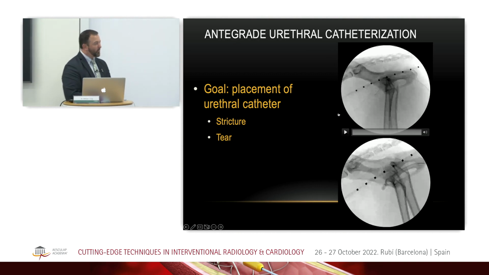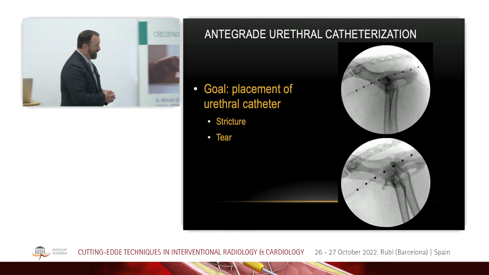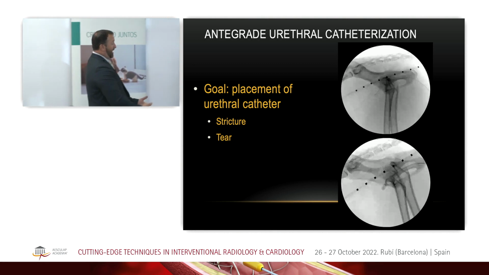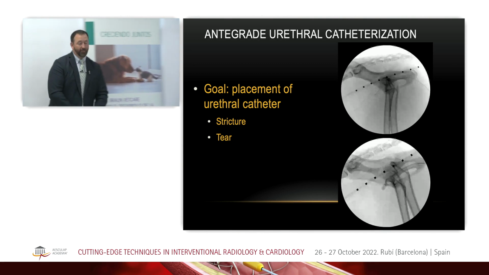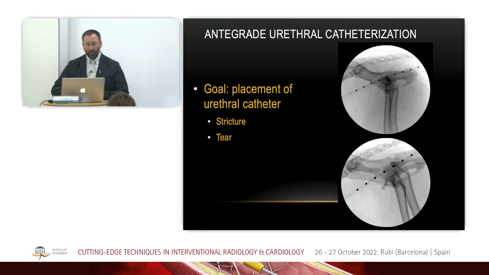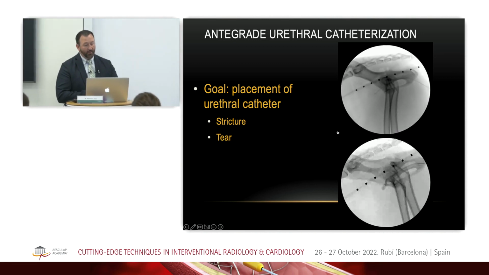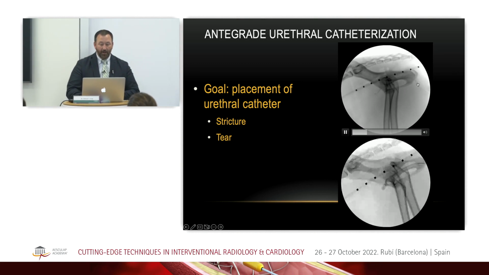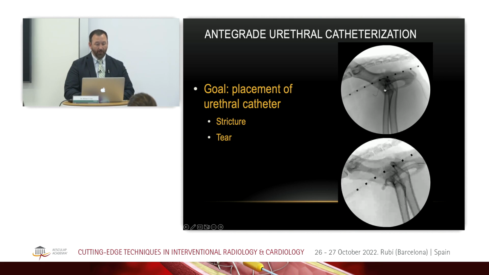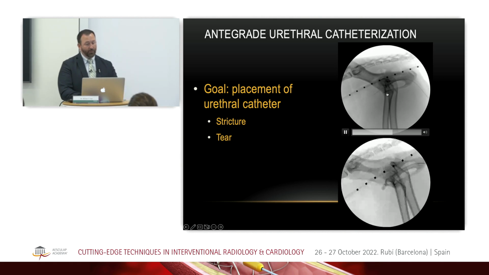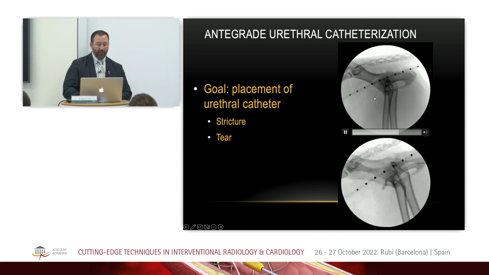It's called antegrade urethral catheterization, but in reality, the only thing you're doing antegrade is getting access. You're getting wire access across that. And so what we'll do in this situation is we'll just come in from the bladder side. So here's just an example of a urethral tear. This was a cat that had lower urinary tract obstruction, and you could see trying to get a wire in retrograde, we were having no success. It was basically continuously going out the tear that was there.